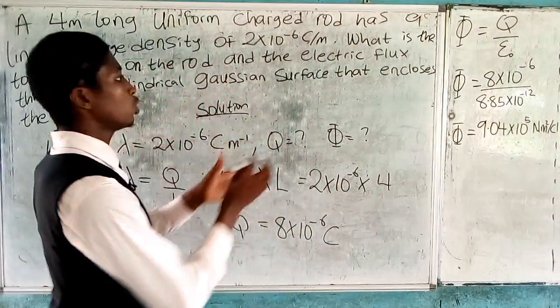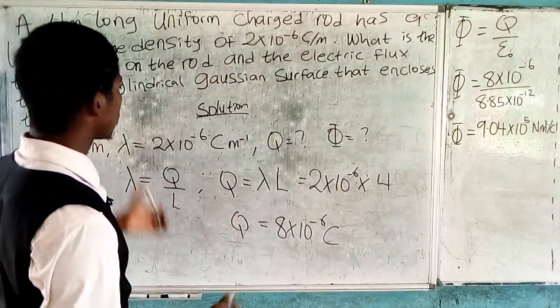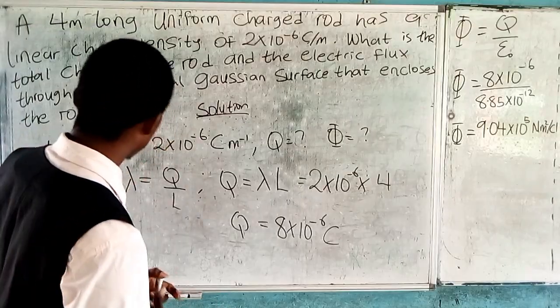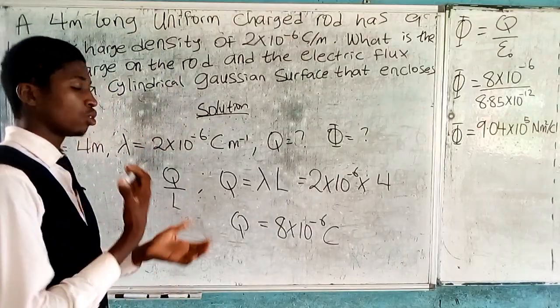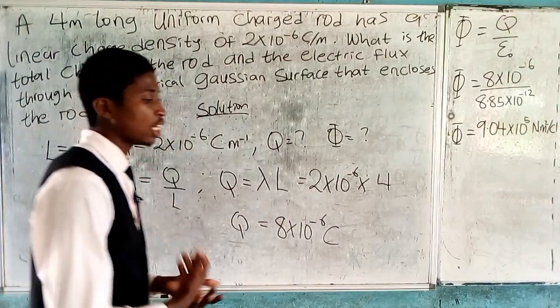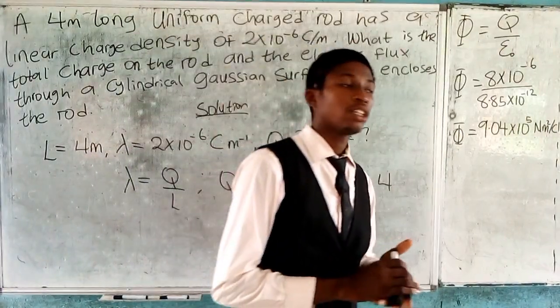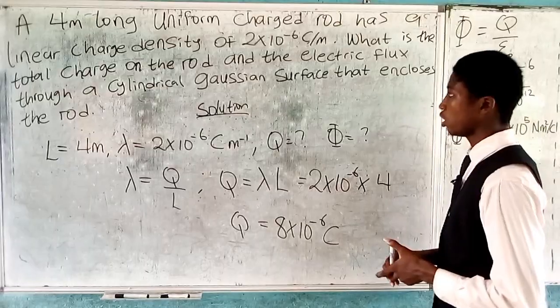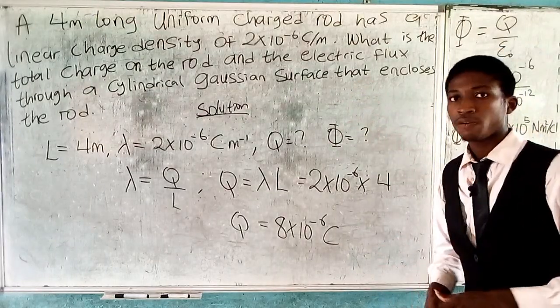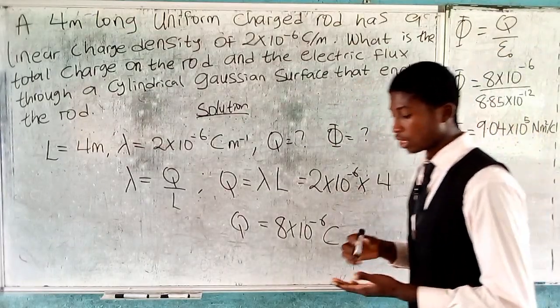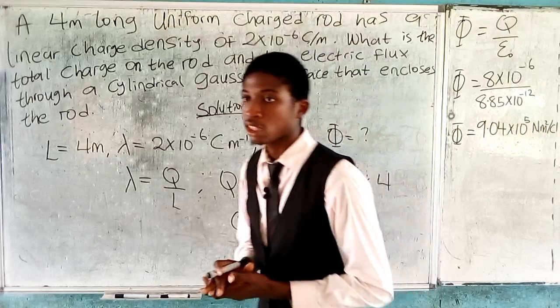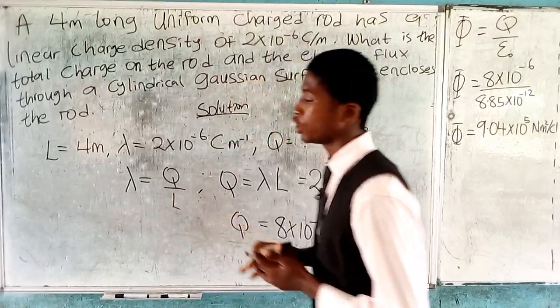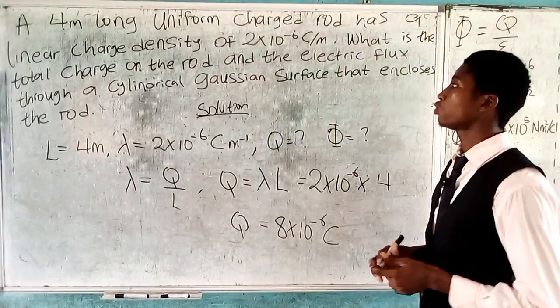So this is how to solve this kind of question. As you can see how we relate and join all the points together. We're asked to find the total charge, and we can find the total charge from the formula of linear charge density. Then from flux, our flux is equal to the total charge over the permittivity of free space, from Gauss, which is known as Gauss law.